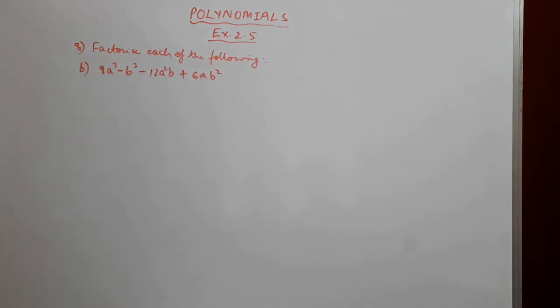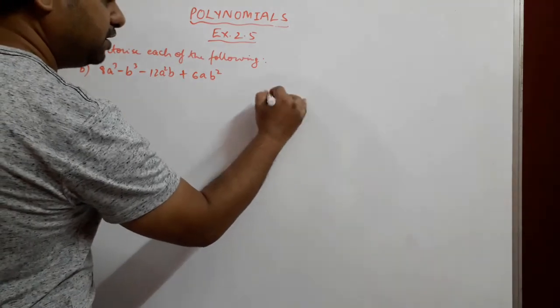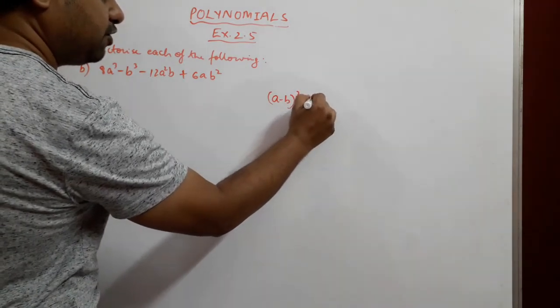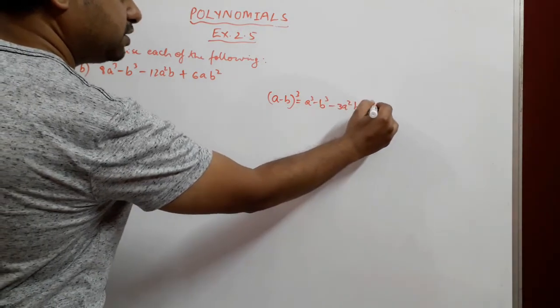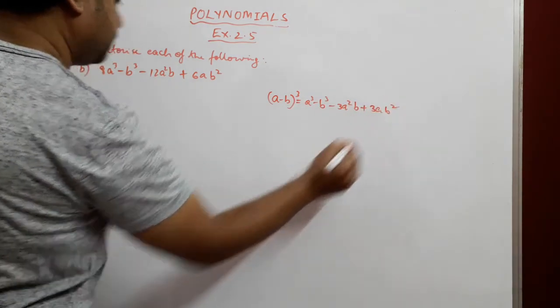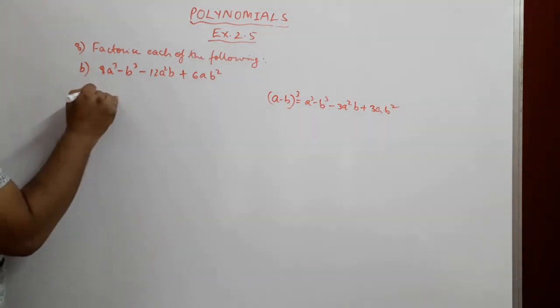Next problem is 8a cube minus b cube minus 12a square b plus 6ab square. This is in the a minus b whole cube form, which is a cube minus b cube minus 3a square b plus 3ab square. So let's bring this problem in this identity form.